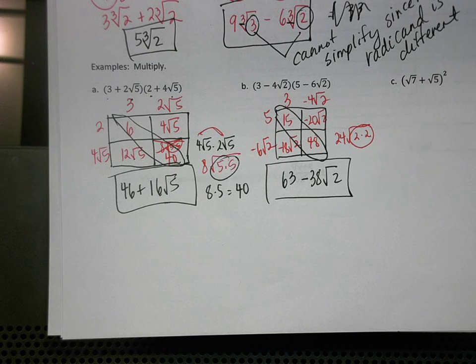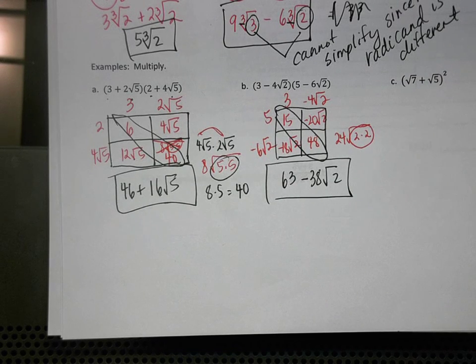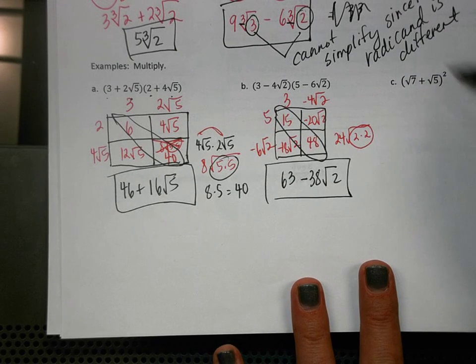So any questions on this one? So, are we ready for C? Okay, what will I do for C? What does it mean when that is squared? That means that it's like twice. It's twice. You cannot distribute the 2 through there, okay?